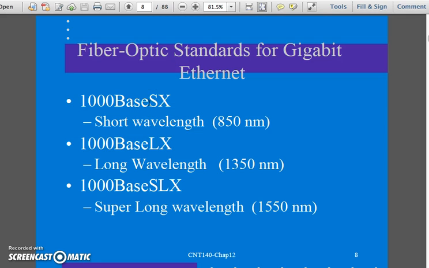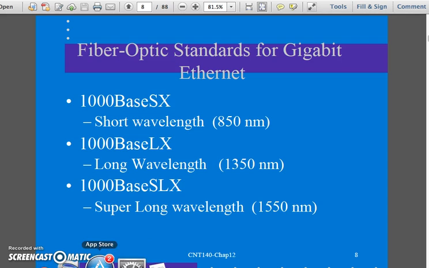S is roughly short wavelength. That's your 850 nanometer. Your L is your long wavelength. That's typically your 1300 nanometer wavelength that you deal with, 1310, 1350 kind of thing. And then you have the SLX, super long. That is your highest wavelength that you would run into, your 1550 nanometer wavelength. So that's one way to kind of sort these out real quick.